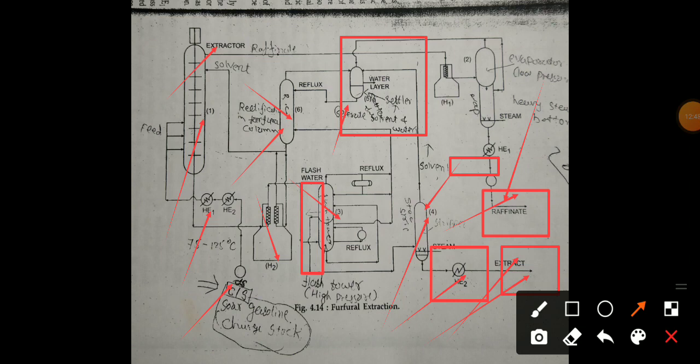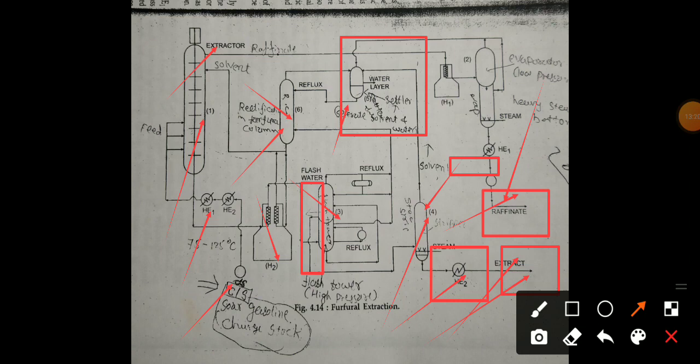The extract is obtained as a finished product from the bottom, and the vapors from the stripper of the extract and raffinate phases are condensed in a solvent drum to separate the furfural and water layers. The furfural-water mixture forms an azeotrope with a boiling point of 97.7 degrees Celsius, in which 34% furfural is present by weight.